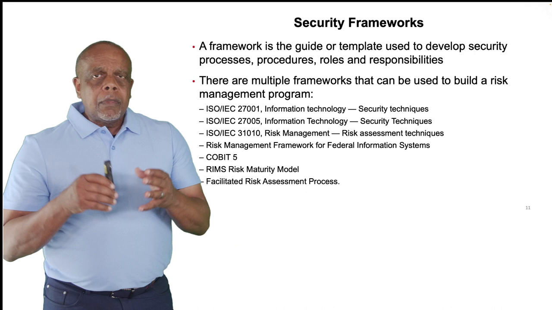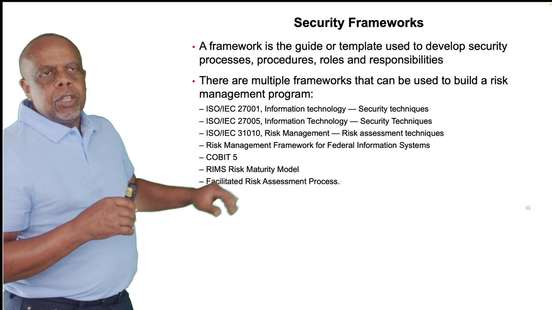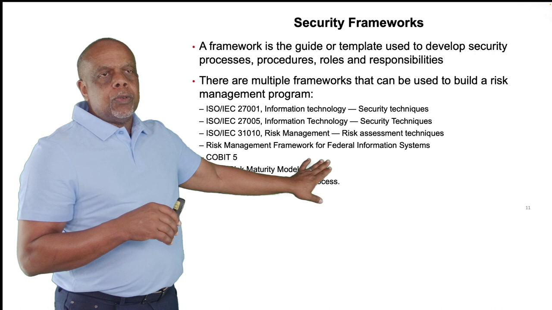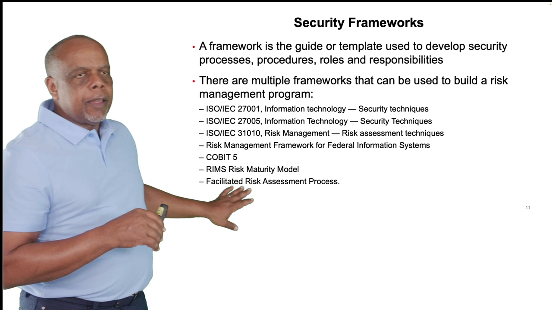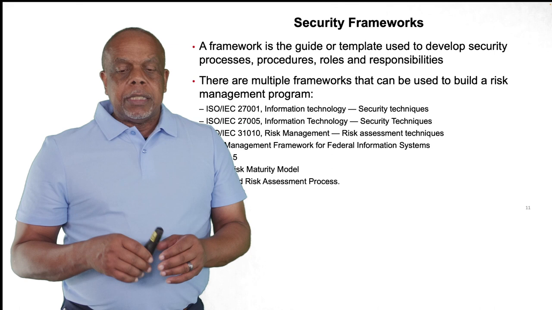And there are many of these. I've just listed a couple of those. ISO 27001. ISO 27005. If you work with the federal government, one you've probably heard of is the RMF, the Risk Management Framework. You've got COBIT 5, RIMS. There's just tons of it. If you work in the finance industry, you may see PCI DSS. There's just a ton of these frameworks.